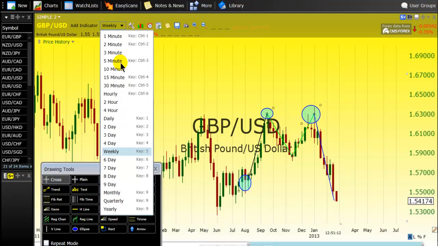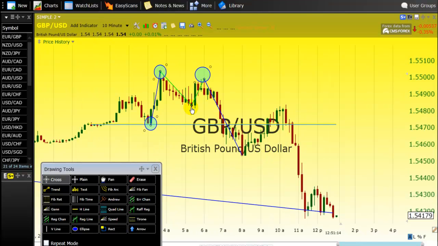As soon as they see it forming on a 10-minute chart, they recognize the same pattern, they will take advantage of it, they will sell it big time. They sell it big time because they knew that on the weekly chart, this level here was taken out. They force it back down to complete the fractal pattern.